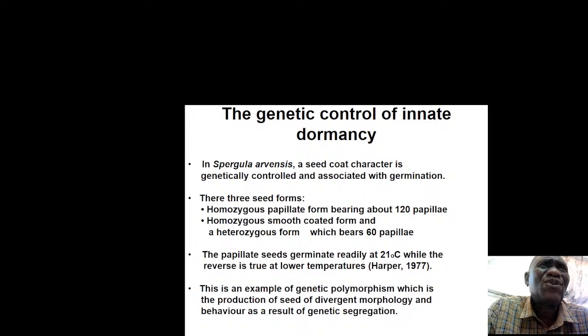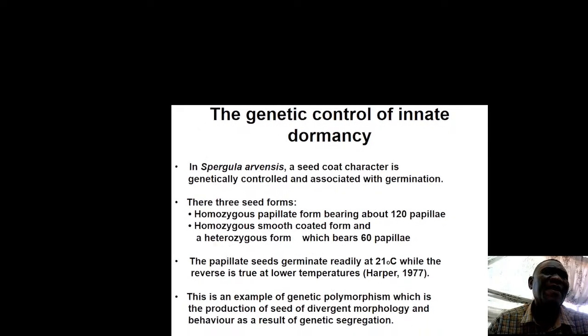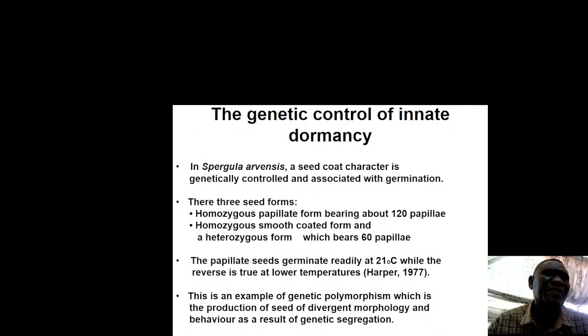The genetic control of innate dormancy is also apparent in Spergula arvensis seeds. This weed can produce three types of seeds.